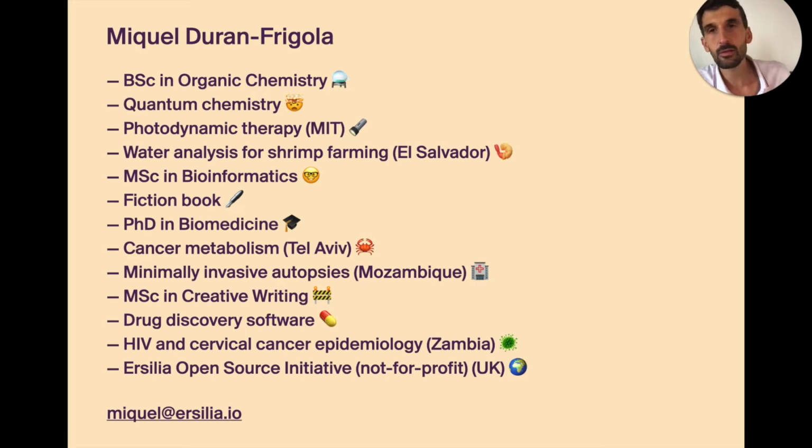Myself, my name is Miquel Duran Frigola, and as you can see from the many items here, I've had a more sort of erratic career, and the only reason I'm listing all of these items here is because I want to convey the idea that it's never too late to learn machine learning. It's never too late to learn how to code. I'm actually an organic chemist by training, and I did my PhD in biomedicine. Currently, I'm the lead scientific officer at Ercilia Open Source Initiative. This is a very small not-for-profit charity based in the UK. What we are trying to do is to disseminate and implement data science pipelines in low and middle-income countries.